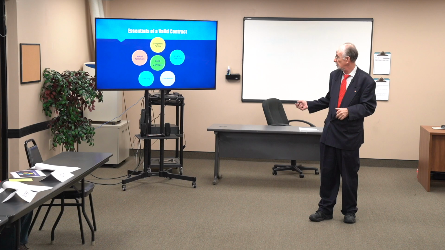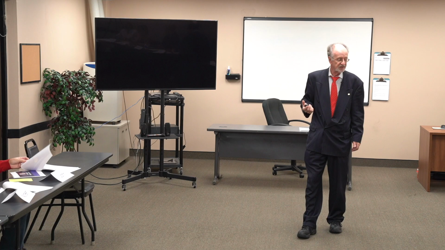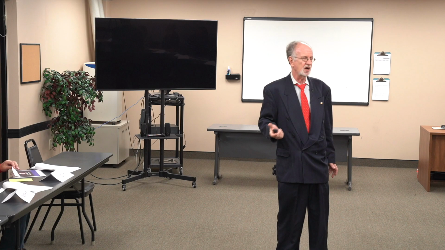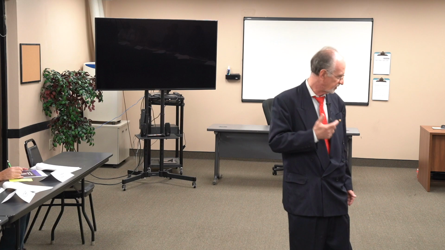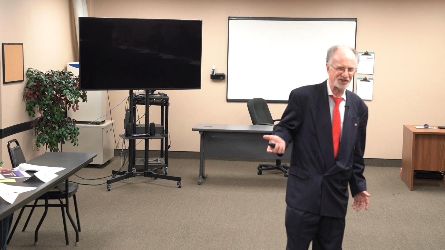Void versus voidable. A void contract has no effect legally. A voidable contract could be made void by one of the parties, and a perfect example of that would be a contract between an adult and a minor. If the minor wants to buy, the adult has to sell. But if the minor changes their mind, the adult cannot compel them to go forward with the transaction.